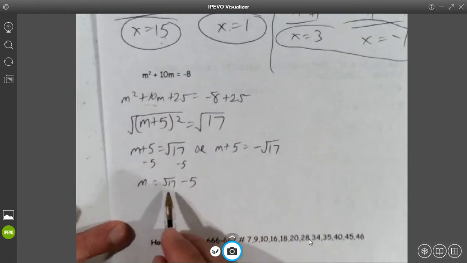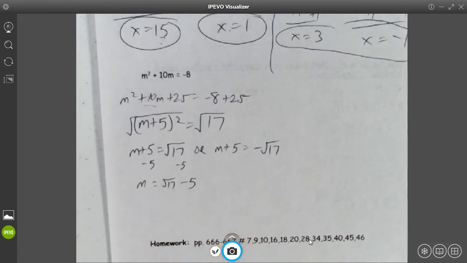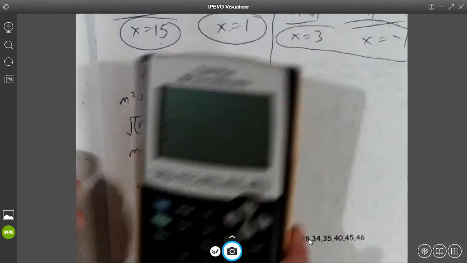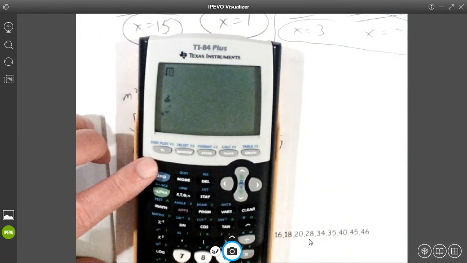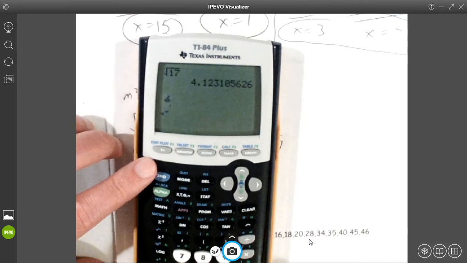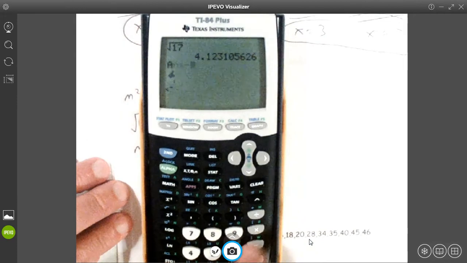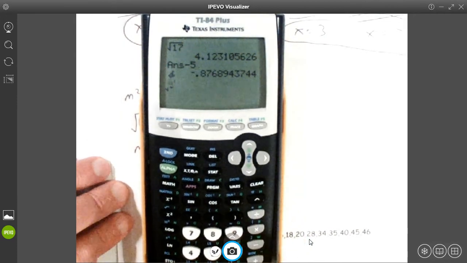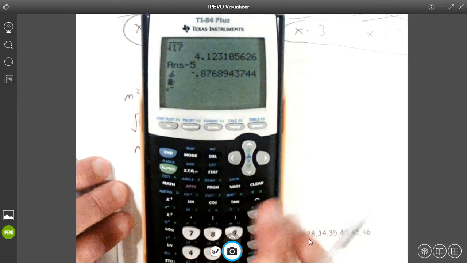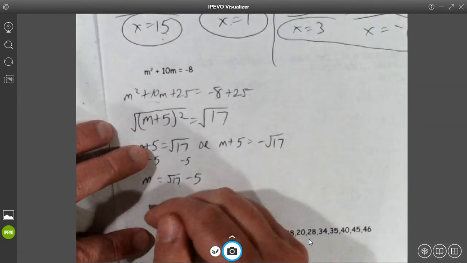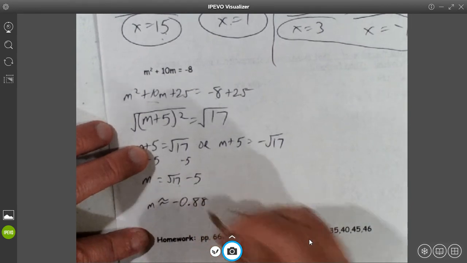And now I can't combine these. This isn't the square root of 12. So again, on your calculator, yours is going to look a little bit different, but I just want to find the square root of 17, that big, bad, ugly number, and then take away 5 from that. I'm going to round to the nearest hundredth, so let's say negative 0.88. So one of my answers is m is approximately negative 0.88.